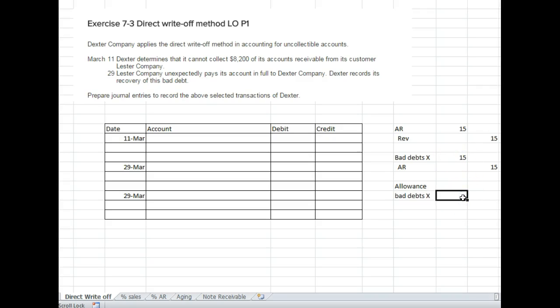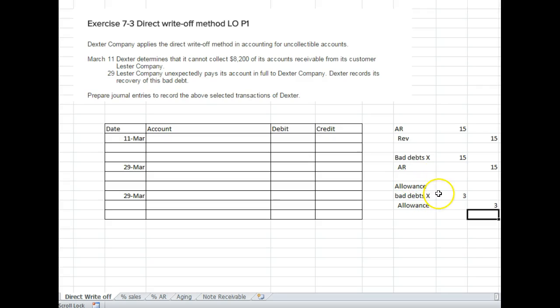Let's say it's $100. So 3% of that is $3, right? But instead of adjusting accounts receivable, because I don't know who's going to be bad, I create an allowance for bad debts.